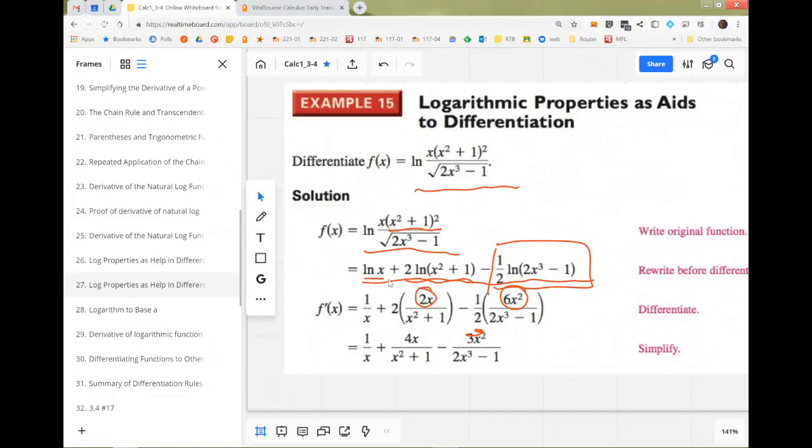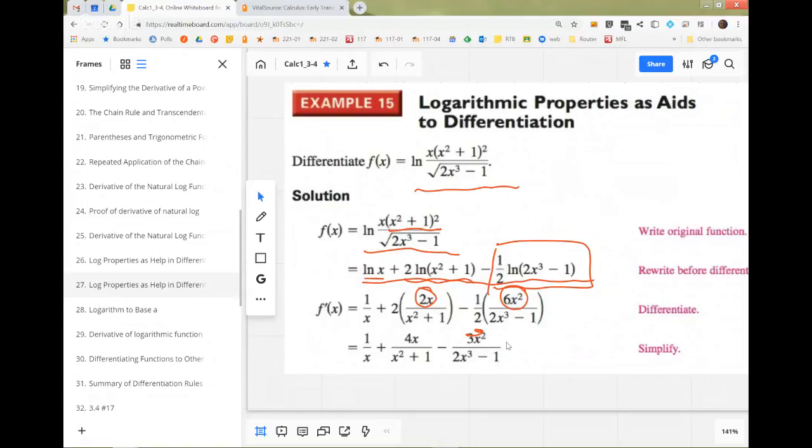What's the derivative of the natural log of x? 1 over x. Plus 2 times the natural log of x squared plus 1. So we put the x squared plus 1 on the bottom. Chain rule times 2x. That's where that numerator comes from. Minus 1/2 the natural log of 2x cubed minus 1. That means 2x cubed minus 1 is on the bottom. Chain rule, 6x squared. And that's why that winds up on the top.